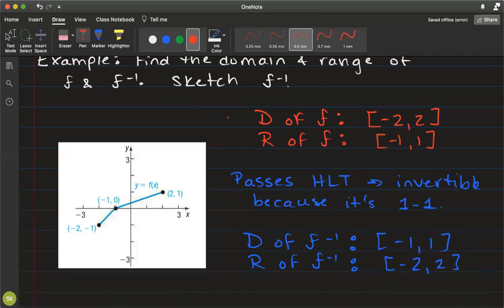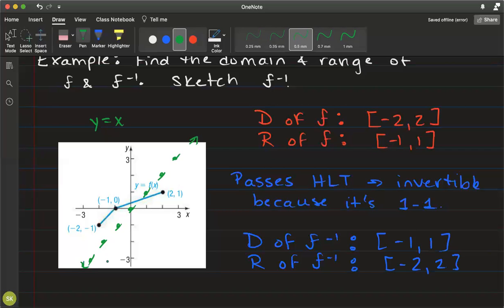Now let's graph the inverse function. So what I'm going to do is draw a dotted line, and that dotted line is going to be the line y is equal to x. Now y is equal to x goes through the origin and has a slope of 1. So it goes through (0, 0), (1, 1), (2, 2), (3, 3), and also through (-1, -1), (-2, -2), and so on. So let's just draw a basic dotted line here.